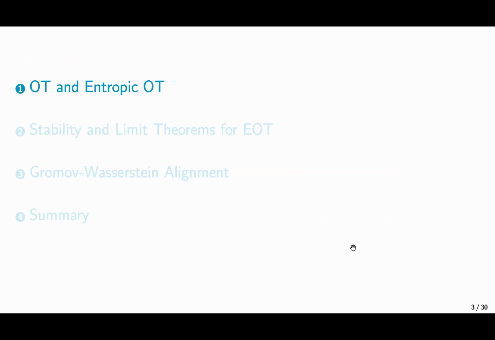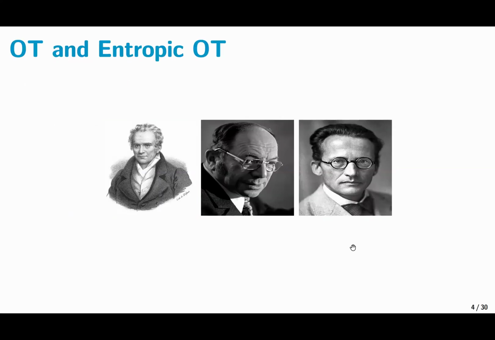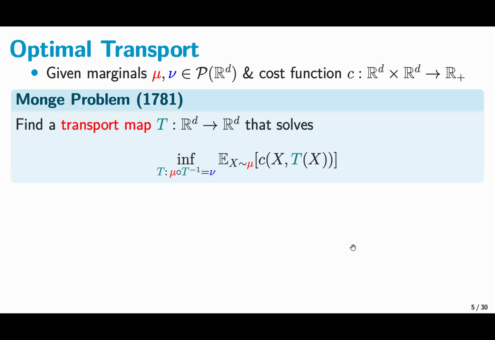I will first briefly overview OT and entropic OT, and then move on to my own research. These are pictures of Monge and Kantorovich and Schrödinger. These are the founders of OT and entropic OT. OT theory goes back to Monge. In modern language, Monge considers the following problem. Suppose you're given some marginal distributions, and you want to find a map that transports the input measure mu to the output measure nu in such a way that the aggregated cost is minimized.